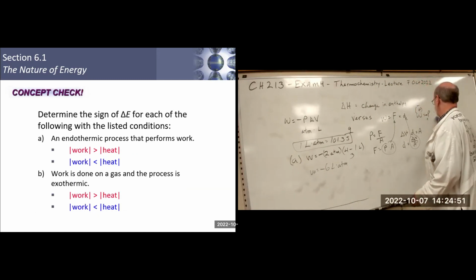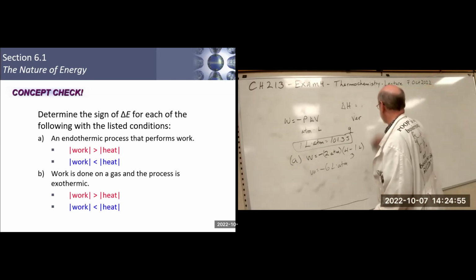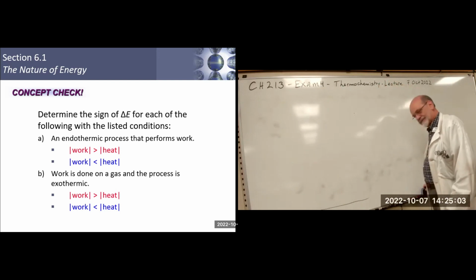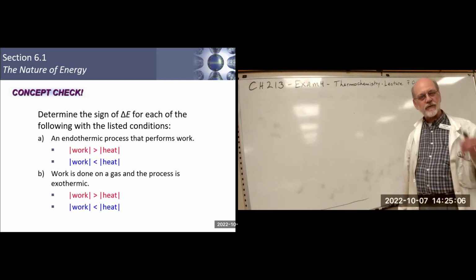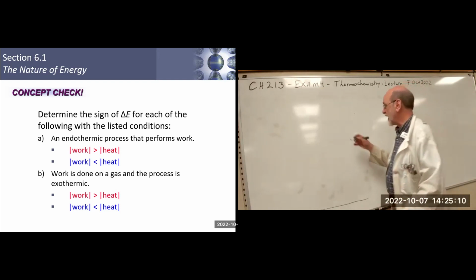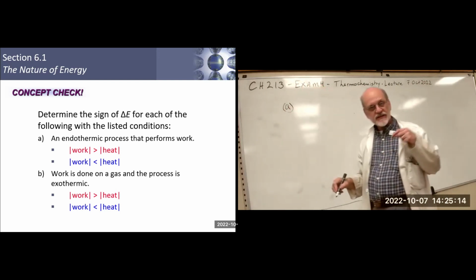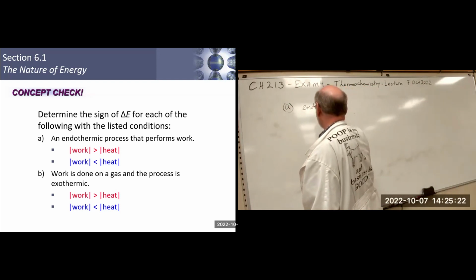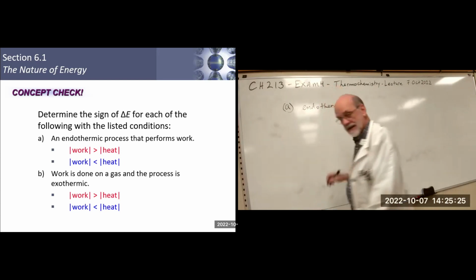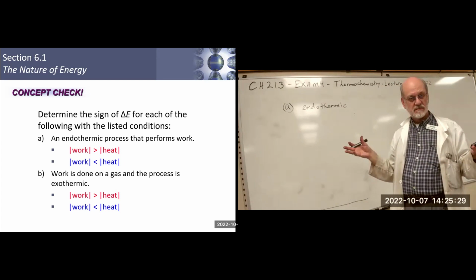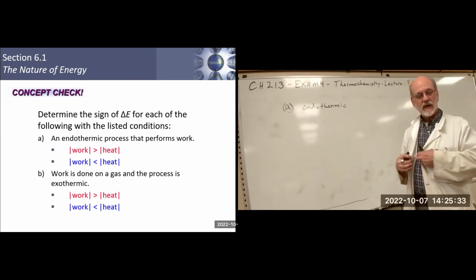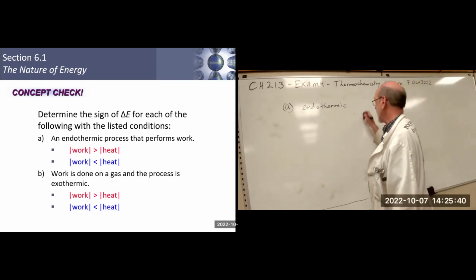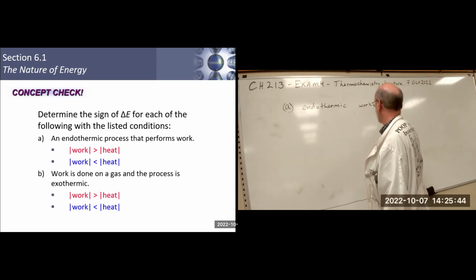All right. This one will take a little bit of mental dexterity, and drawing a picture really helps. Okay. Determine the sign of delta E for each of the following with the listed conditions. So for A, the process is endothermic and performs work. So this is endothermic and performs work, and what we're saying there is it performs work on its surroundings. So it's endothermic and work on surroundings.